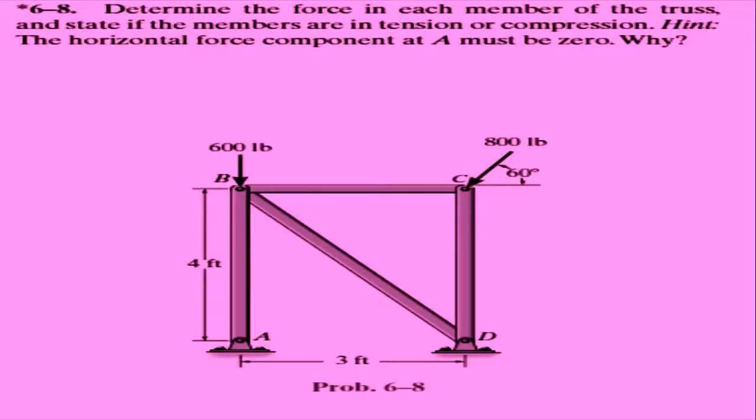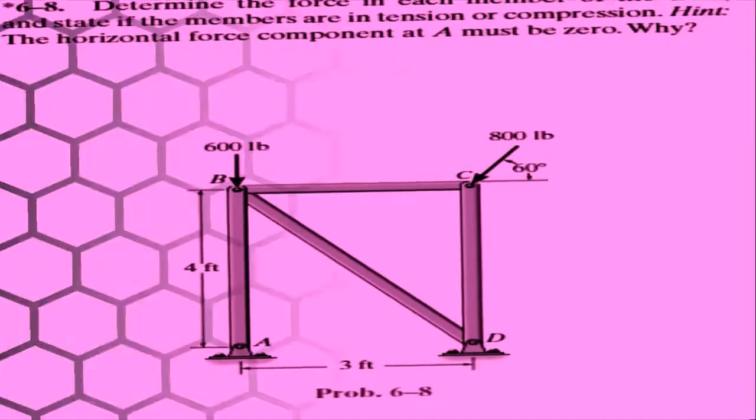First of all, I want to tell you one more thing. 600 pound is the vertical force, but 800 pound is the inclined force. So the 800 pound force should be resolved into its two components, one horizontal force and one vertical force. So we are moving towards the solution.